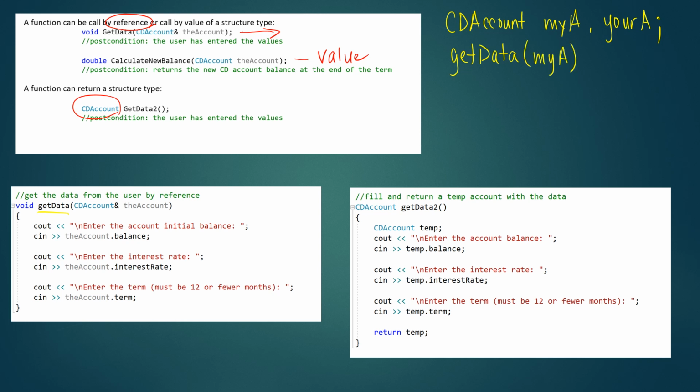When my account gets passed, then the account is going to fill all of them by reference. The nice thing about using pass by reference in C++ is that you don't have to worry about dereferencing the pointer. It's just like we've been doing all semester, and that was learning how to pass by reference. So you can pass a CD account or an object of your structure by reference. The other thing I could do is I could call this other function called getData2.